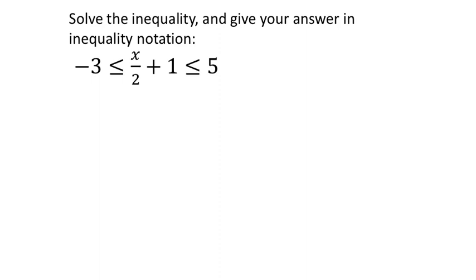So back to this problem, right? You could write this as two separate inequalities. The one on the left would be negative 3 is less than or equal to x over 2 plus 1. And then the one on the right, I'm not going to do this, by the way, because I think it's better if we can get the other way. x over 2 plus 1 is also less than or equal to 5. So you could just solve these two.